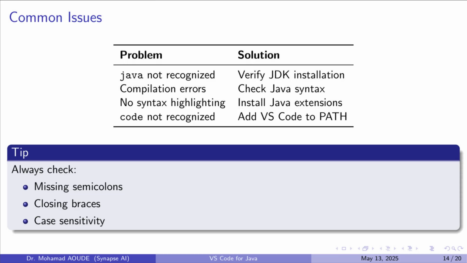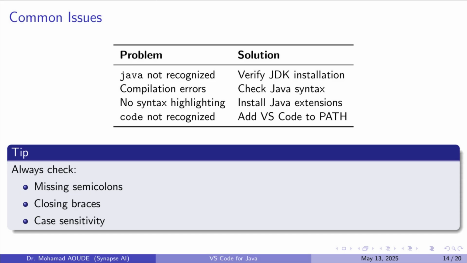If you get compilation errors after running javac, there's likely a syntax error in your Java code. Look carefully at the error message. It usually tells you the line number where the compiler found a problem. Pay attention to missing semicolons, mismatched braces, or case sensitivity, as Java is case sensitive.